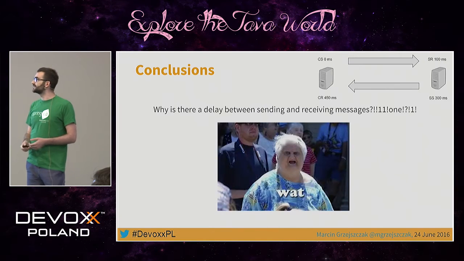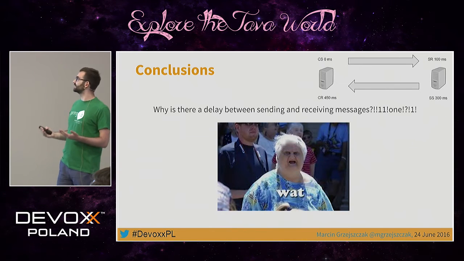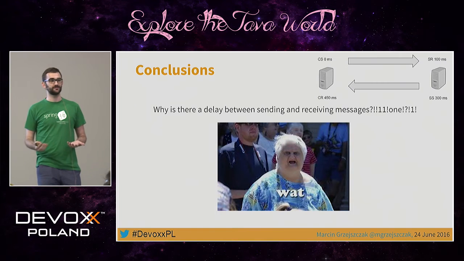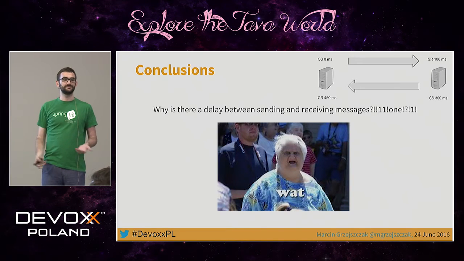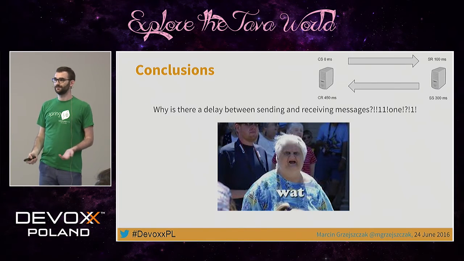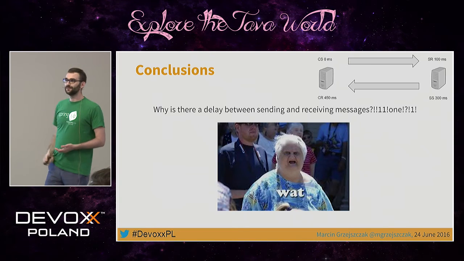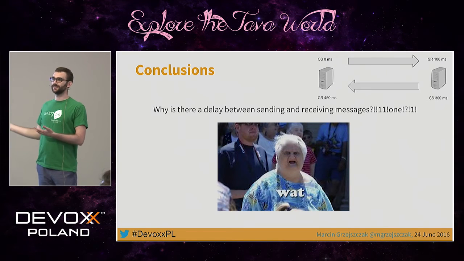So why is there a delay between sending and receiving messages? Who knows? Why is there a delay? Why, when I send it here, I don't get it immediately? What? Which database? There's no database there. Like, a simple call.